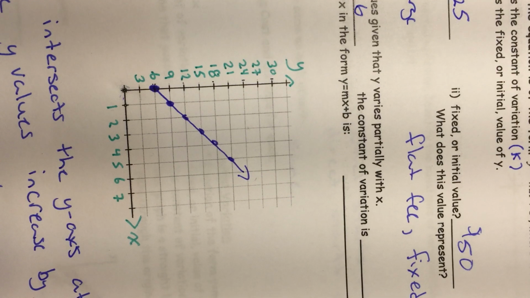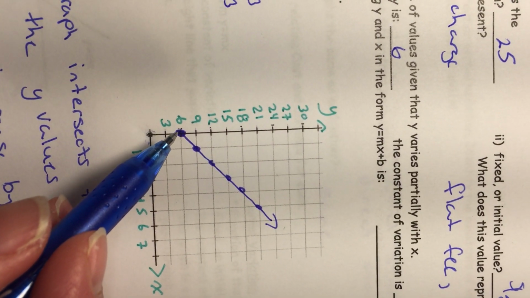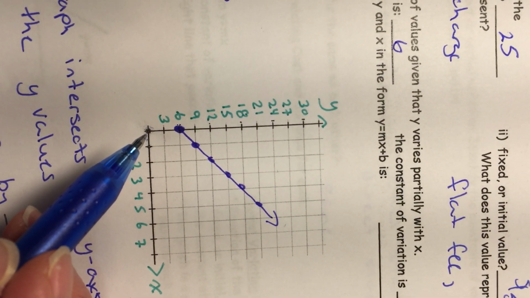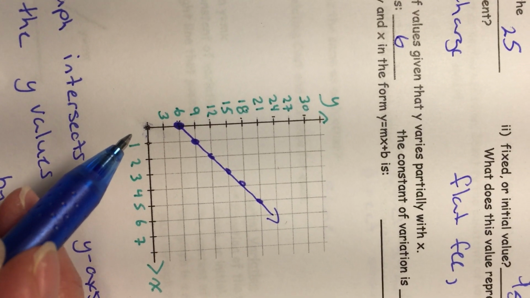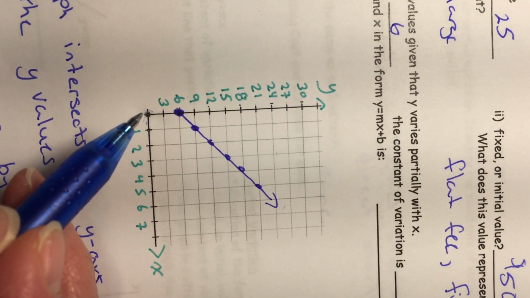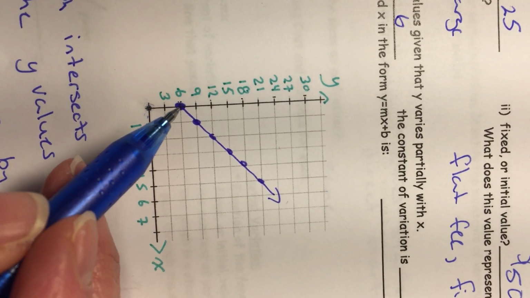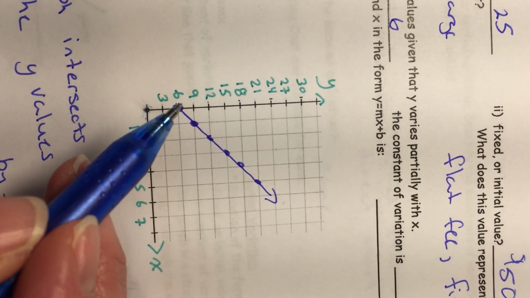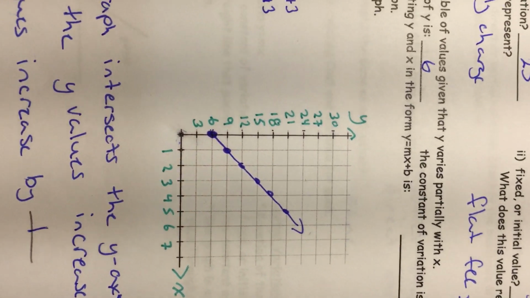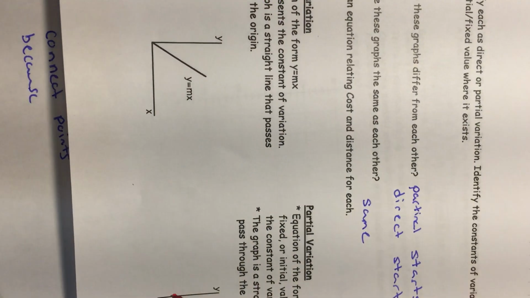The key feature here is that the first value on the graph, so where you cross the y-axis, is not at 0, 0 when it's partial. That's how you know that at the beginning, at time 0, you're not starting at 0. You're starting at some flat fee or fixed number, which in this case is 6. And then after that, there's a certain constant rate at which the graph increases or decreases. So that's the telltale sign that you have partial variation when you're looking at a graph.